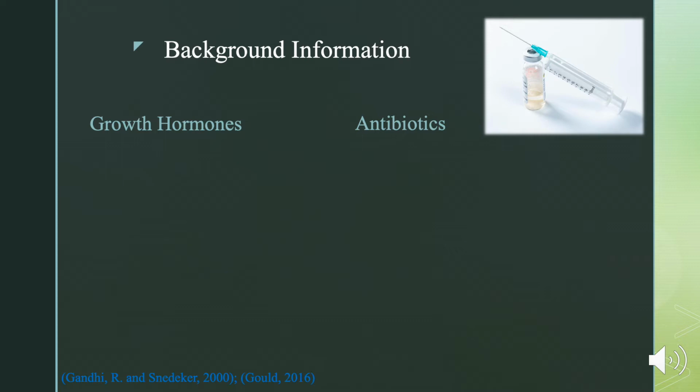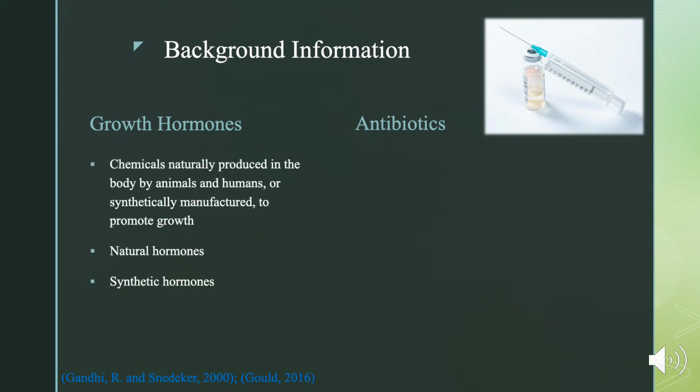So, firstly, according to an article by Dr. Gandhi and Dr. Snetker, growth hormones are defined as natural chemicals that we produce in our bodies, but there are also some that can be manufactured to promote growth in animals. So there are natural hormones and synthetic hormones, and I will be going in a little bit more depth about those in the next couple of slides.